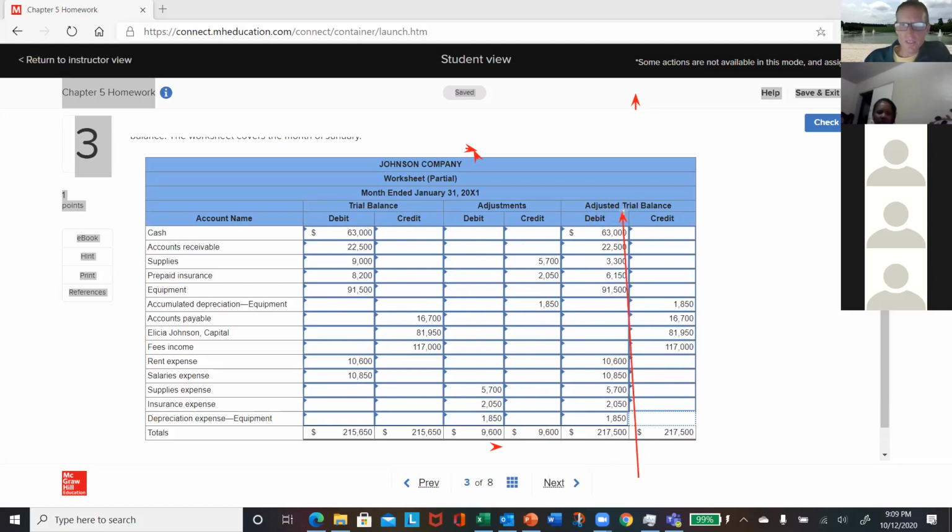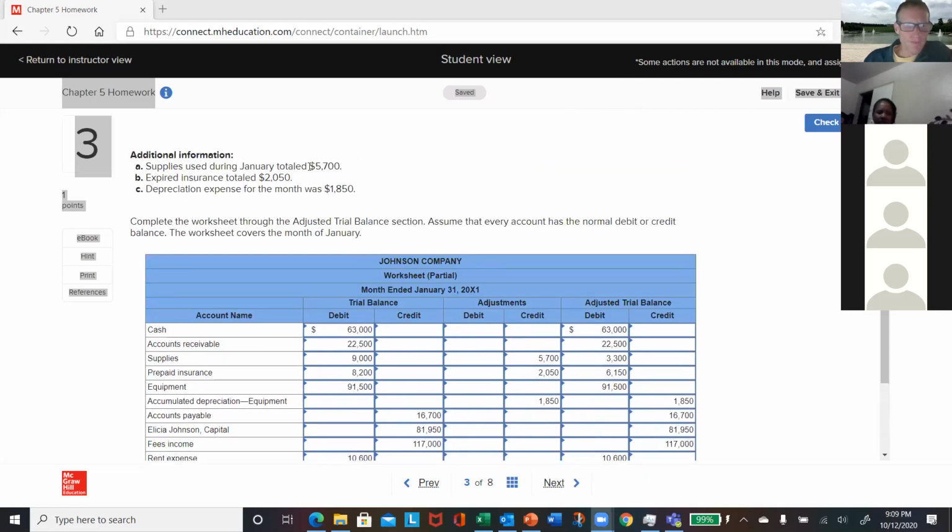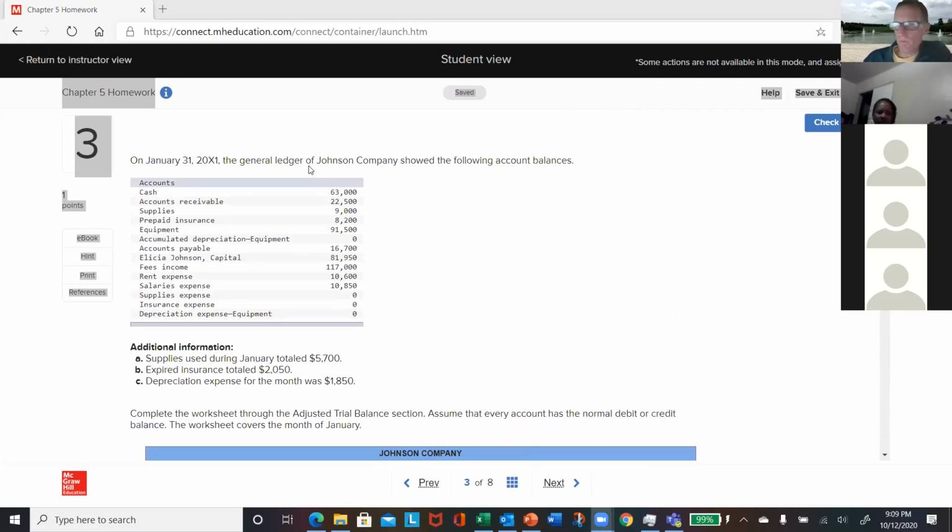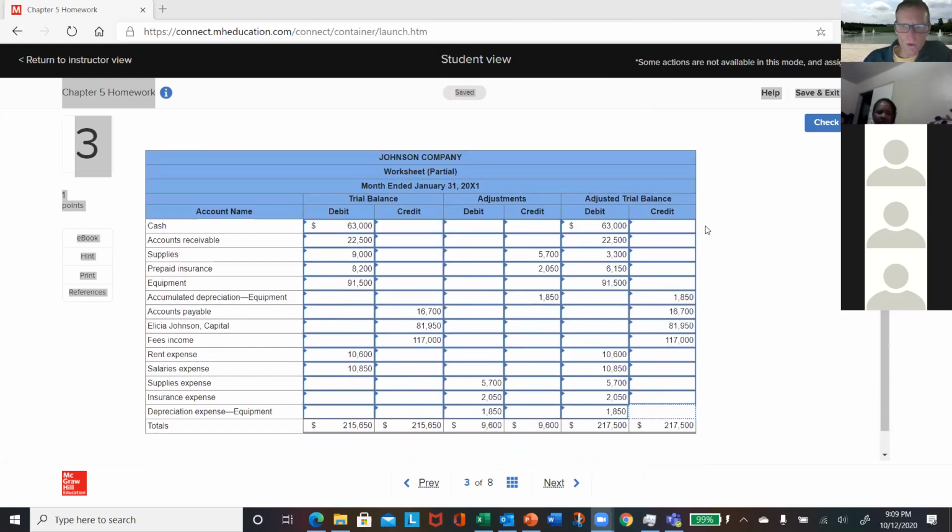And then when you do your adjusted trial balance, you're simply updating these trial balance account numbers by either adding or subtracting the debit or the credit. And then when you get to the end, your debits still equal your credits. So again, this is just a tool that you're going to need to use in this chapter to do some of your homework problems. So I want to make sure I walk you through at least one of these.